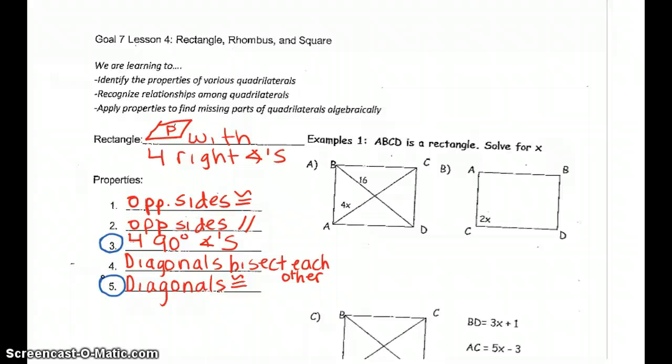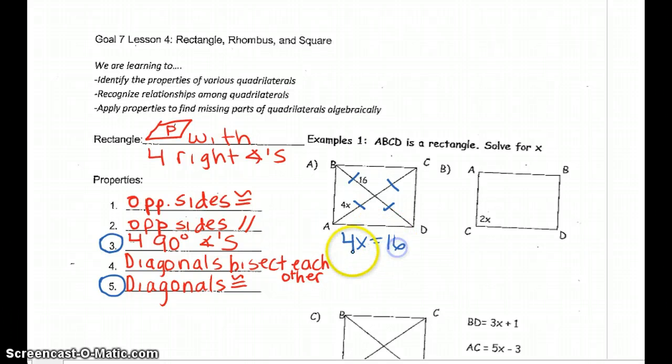In example 1, you have the small pieces of a diagonal. If you look at your 5 properties, we know diagonals are congruent, and we know diagonals bisect each other, which means all 4 of your small pieces are congruent or equal. An equation you could write to solve for x is 4x equals 16. And if you divide both sides by 4, your answer is x is 4.